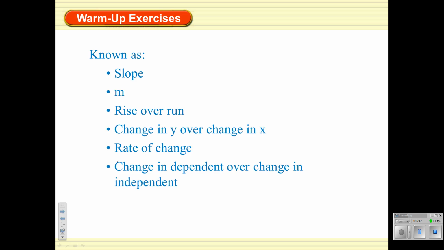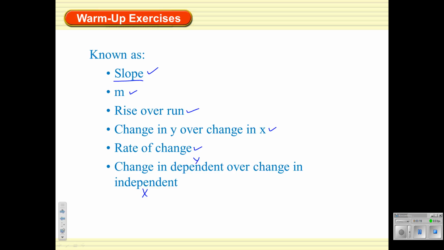And change in dependent over change in independent. And this is the least common. It's why it's last. But again, dependent is always your y, and independent is always your x. So it's very similar to this one. Change in dependent over change in independent, or change in y over change in x. You'll hear the first 5 quite a lot. These are the 5 most common that you will hear. And all 5 of them are going to represent the slope.